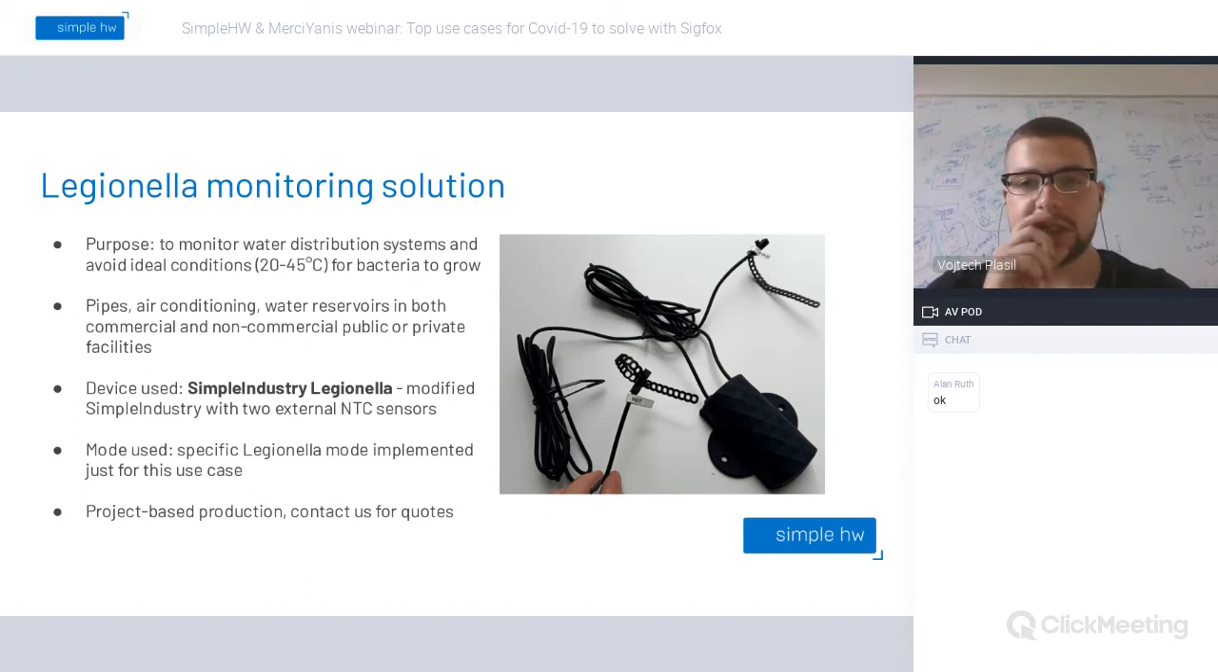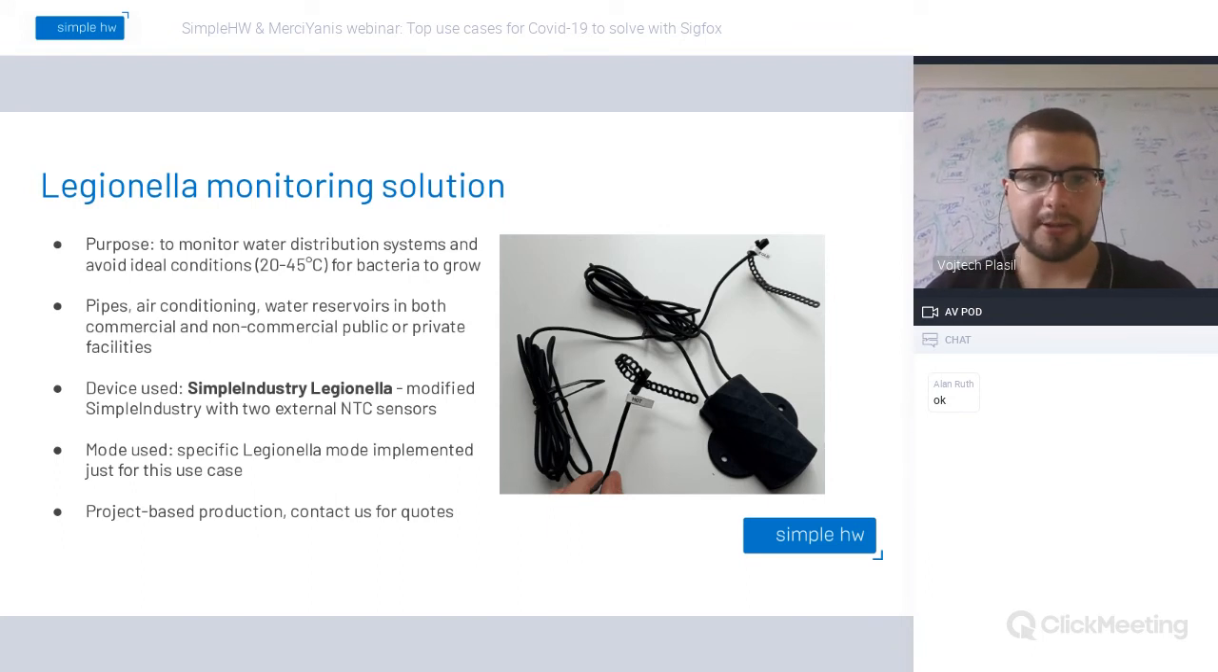Also, the device will not be available as a standard device that you can purchase through the eShop. It will be project based. So if you think you could make use of this, contact us and we will give you a quote.